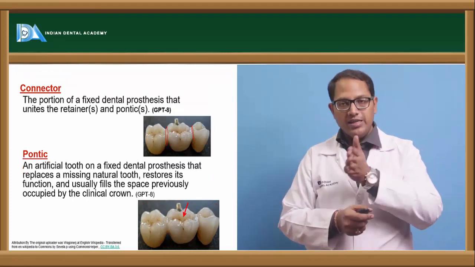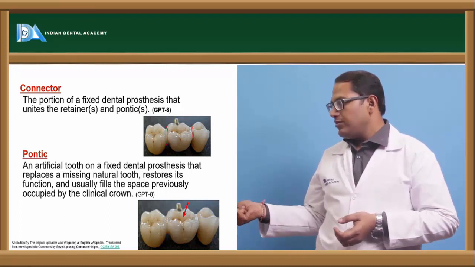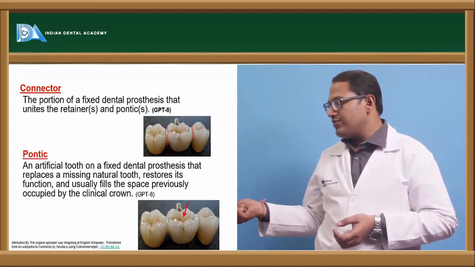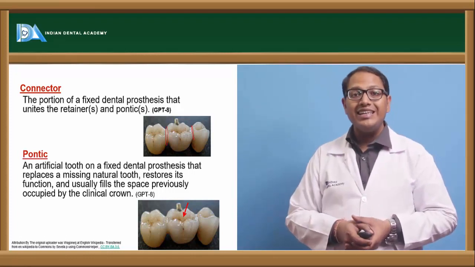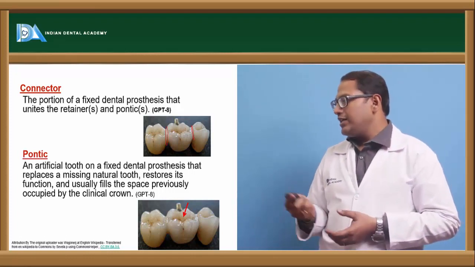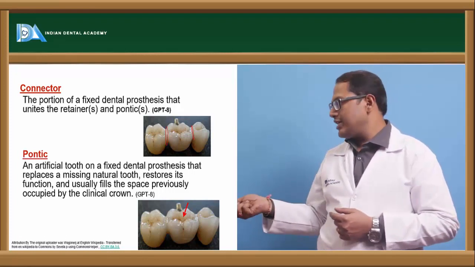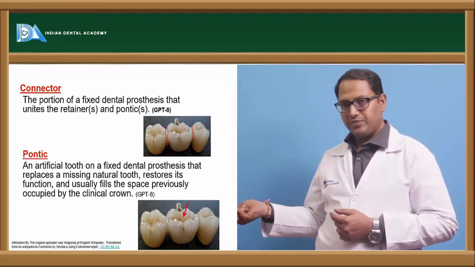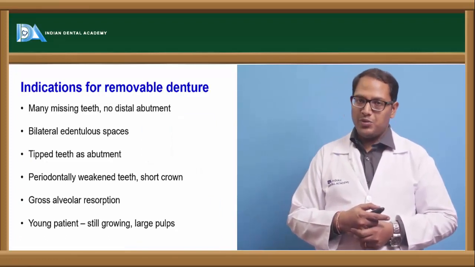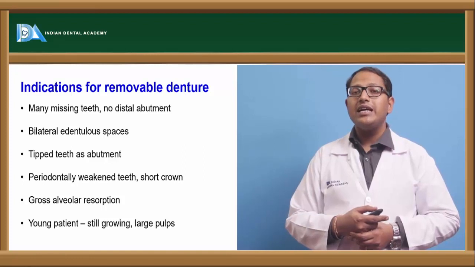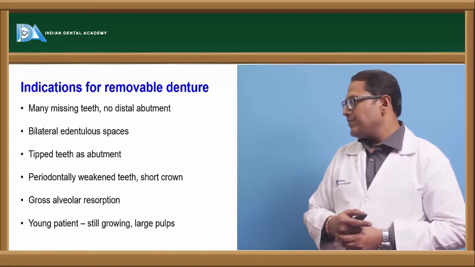The connector connects the pontic. What is a pontic? The pontic is the one which replaces the missing tooth and restores its function. It usually fills the space previously occupied by the clinical crown. And the connector is what joins the pontic and the retainer. This section will be called the connector. Connectors can be of two types, rigid connectors and non-rigid connectors. Non-rigid connectors, like tenon mortise connectors, are non-rigid types of connectors.